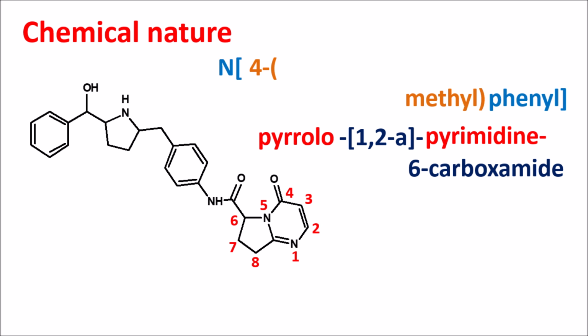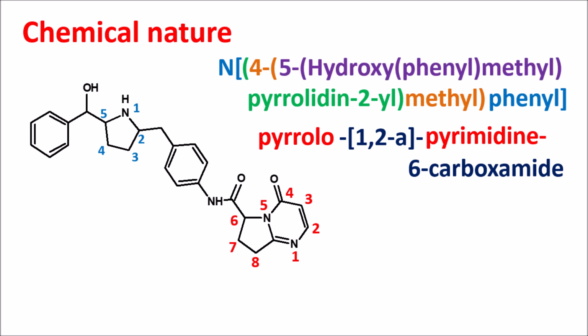Now to this methyl group, again another heterocyclic ring system is attached, that is again pyrrole. Now let us give the numbering to this pyrrole. This is 1, this is 2, 3, 4 and 5. Now pyrrole is attached by second position, but it is completely saturated. So we can write this as pyrrolidine. This pyrrolidine is attached by second position, so pyrrolidin-2-yl. Finally, at the fifth position, another chain is present, which is nothing but hydroxyphenyl methyl. So we can write this as 5-hydroxyphenyl methyl. That is the complete name of Vibegron. So Vibegron is a pyrrolopyrimidine derivative.